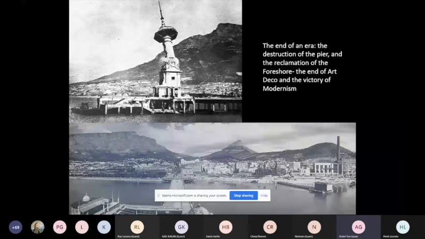I started by saying that we saw the end of the pier that characterized Cape Town, although it emerged much earlier than the Edwardian pier. But the destruction to create the reclamation of the foreshore really marks the end of this Art Deco city, and the victory of modernism, because with the reclamation came a new foreshore plan, which then developed a new architectural language, which was modern.